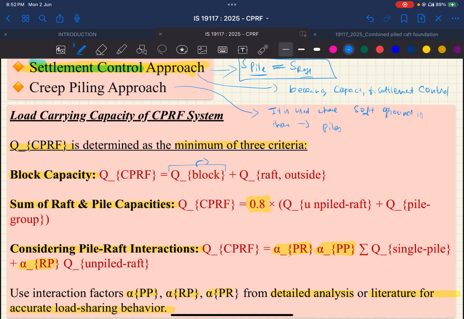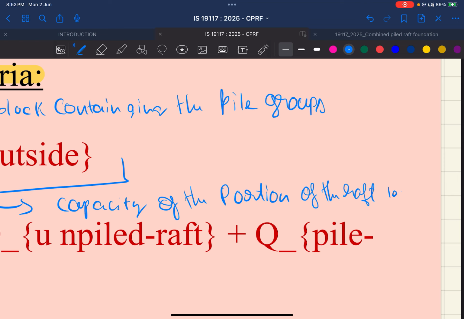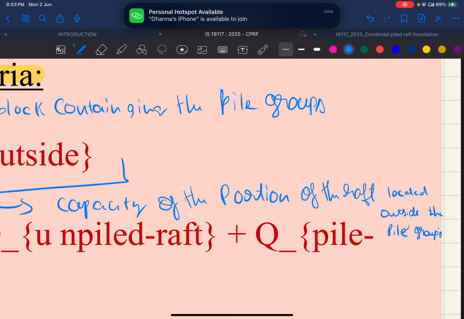Q block is the capacity of the block containing the pile groups, and Q raft outside is the capacity of the portion of the raft located outside the pile group's periphery.